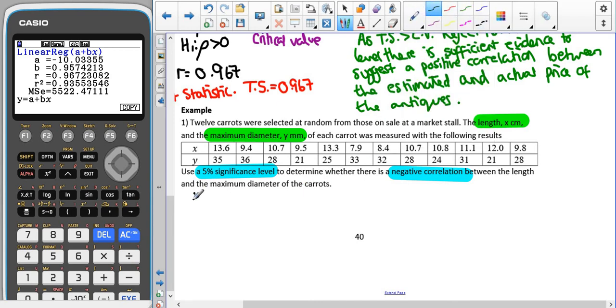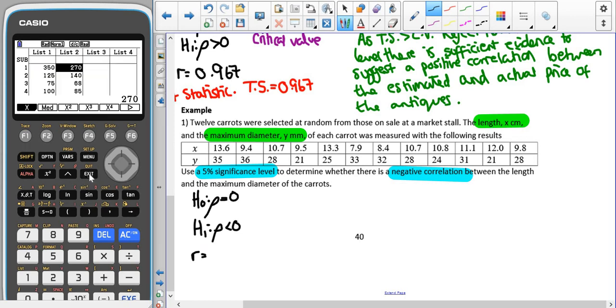So this time our H0 is still rho equals 0, no correlation. And remember, for PMCC, the H0 will always be rho equals 0. Our H1, because we're looking for a negative correlation this time, is going to be rho is less than 0. And just as we did before, we need to go back, delete what's in our calculator, and type our new values in, the lengths going into list 1 and the maximum diameter going into list 2.